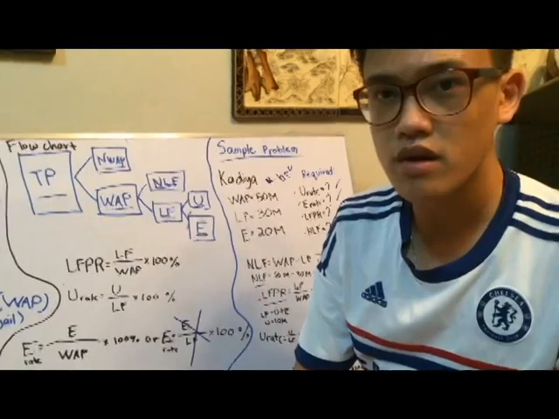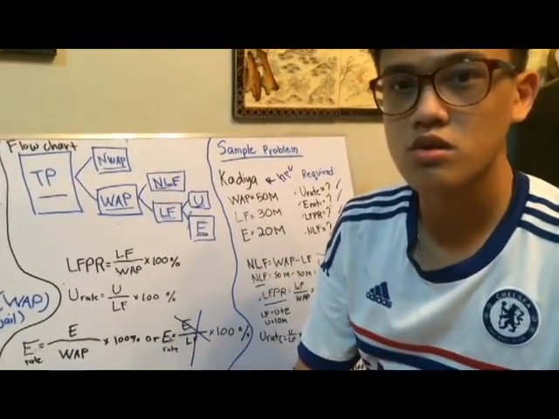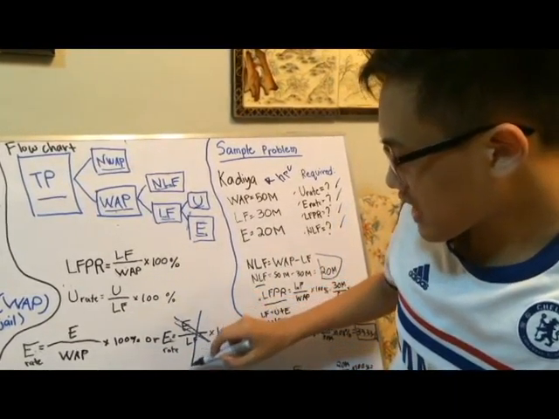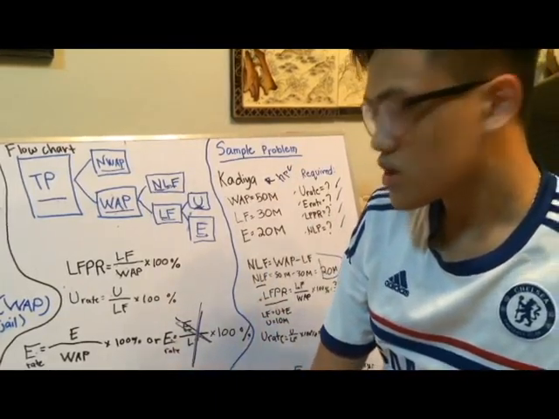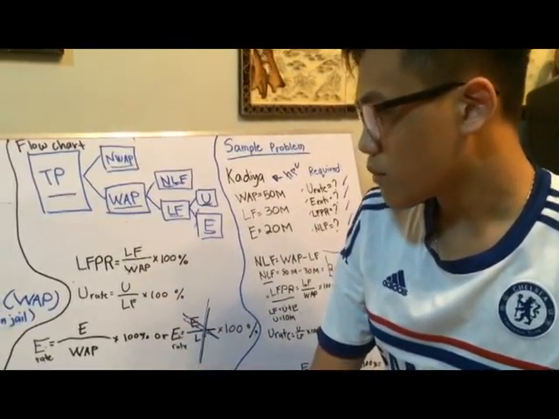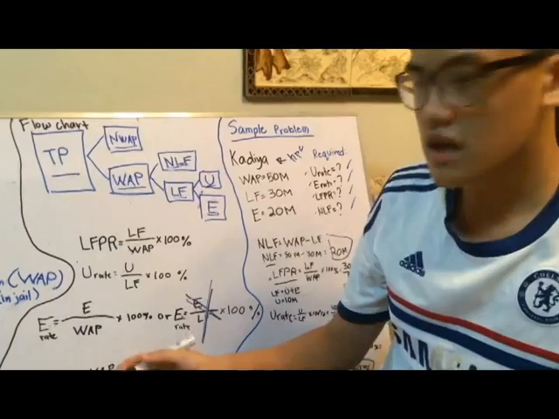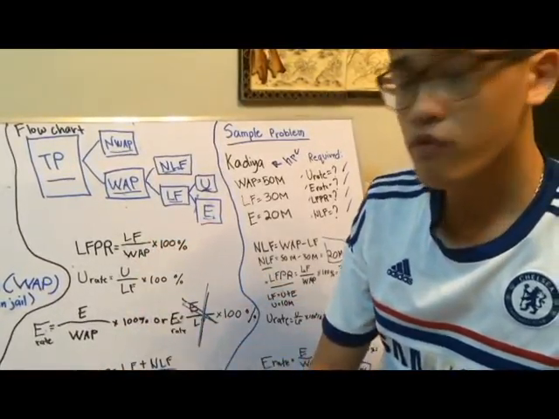But most people make a mistake. We can't do that for the employment rate. This is wrong. We can't use this. Instead, we use the WAP as our denominator, multiplied by 100%. So it's still the same, but we just change the labor force to the WAP.